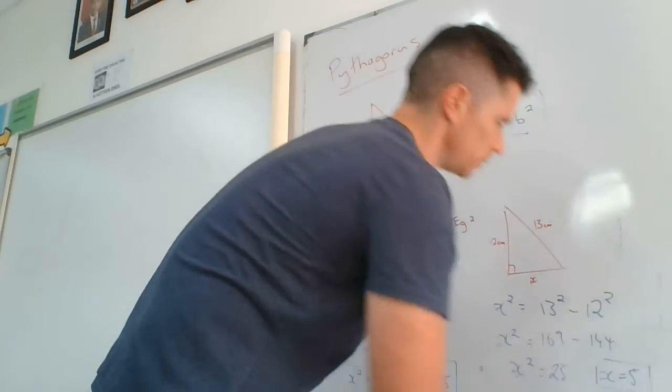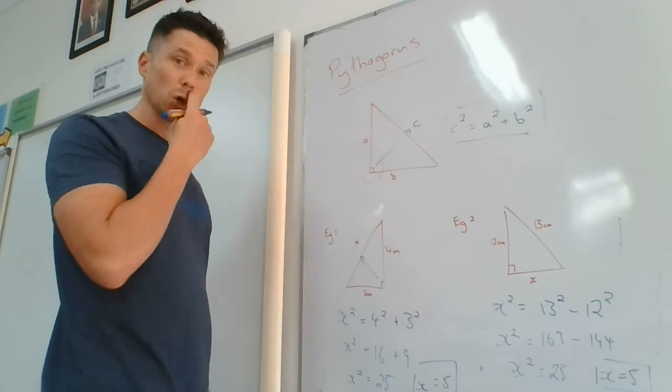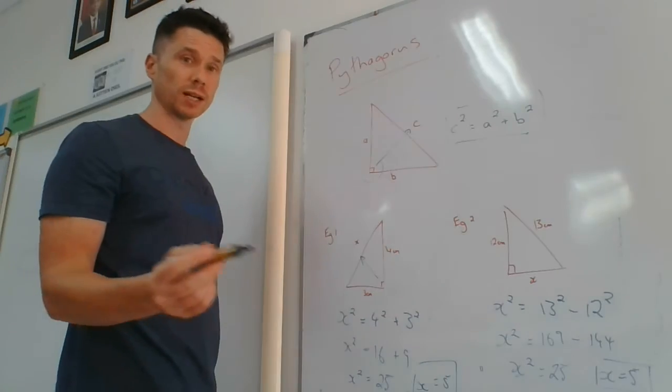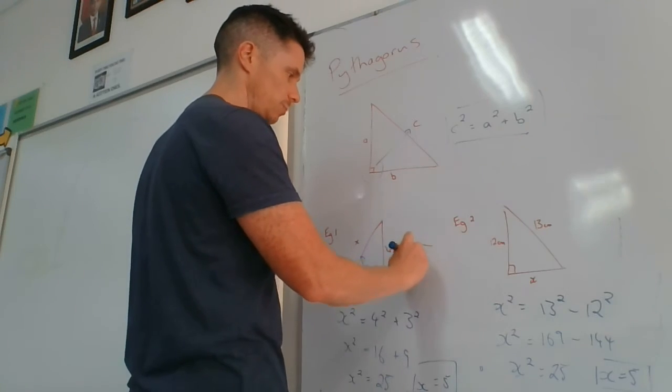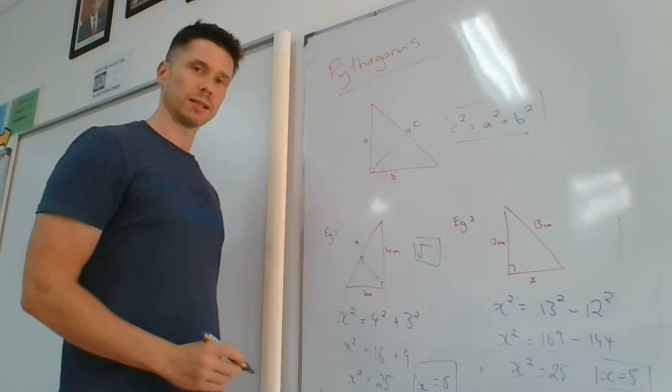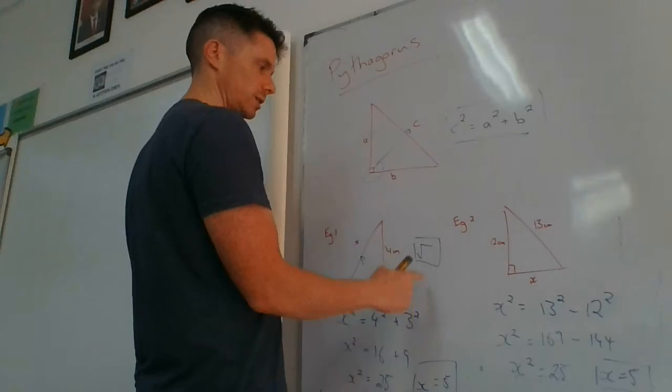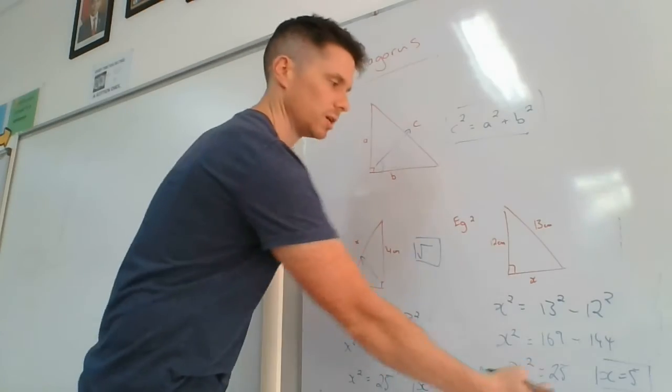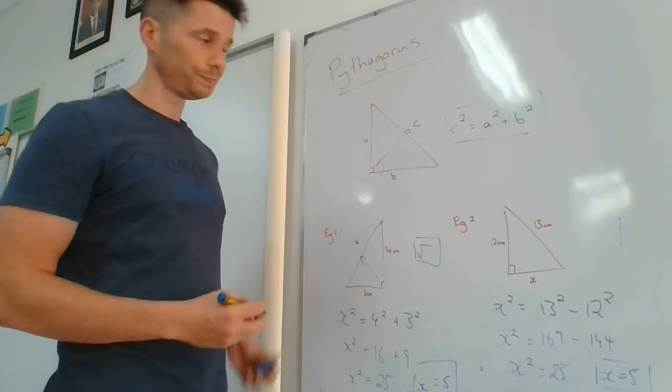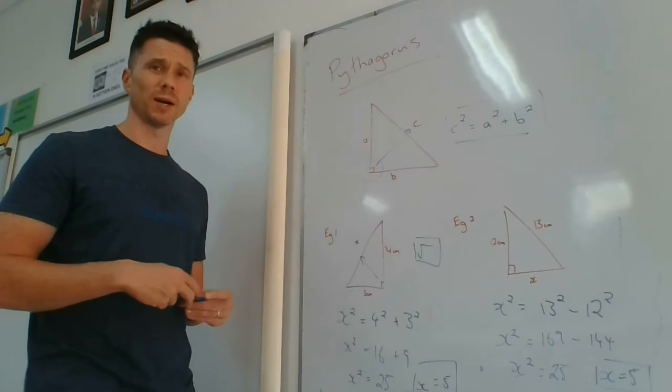Now, if it's a more awkward one and you're not sure, you can always use the square root button on your calculator. That's this button. In order to get the square root of 25, you press that button, square root, 25, and that gives you 5. And that's the basics of Pythagoras' theorem.